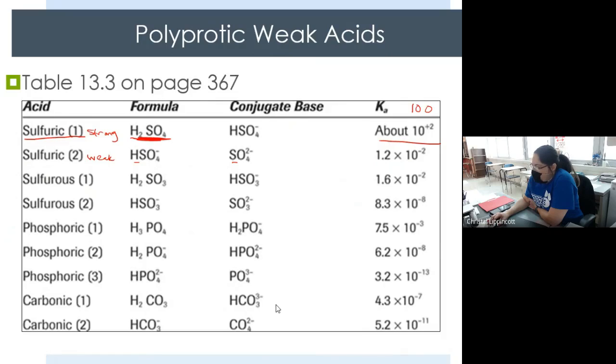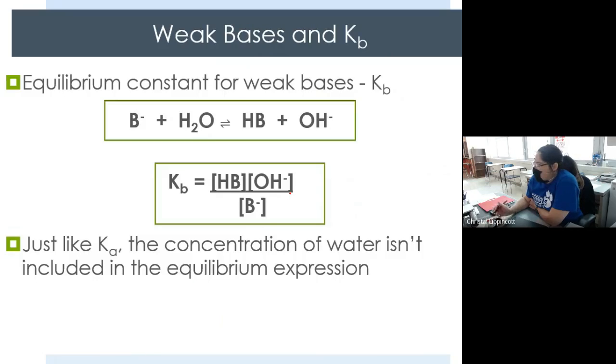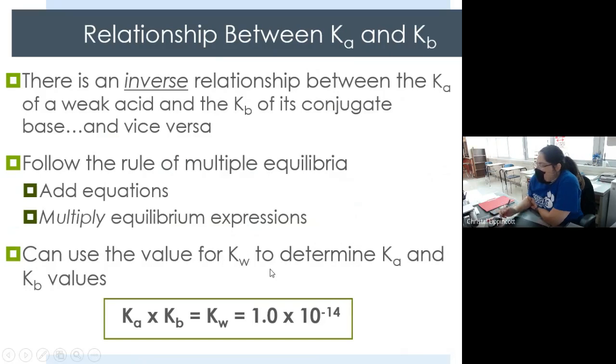All right, so weak bases are the same idea. Okay, ionization is only about 5%, therefore it's a weak base. And the further the equilibrium lies to the products, the stronger the base. So it's the same idea. Okay, you've got your base that's going to be forming here. You've got your HB and your OH. This is your Kb value. Okay, so inverse relationship. Okay, Ka times Kb equals Kw, which equals this. So if you know one of these, you can figure out the other one just by dividing this by that value.